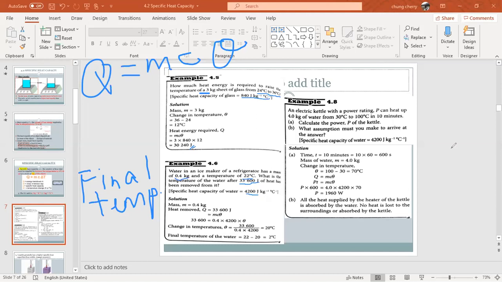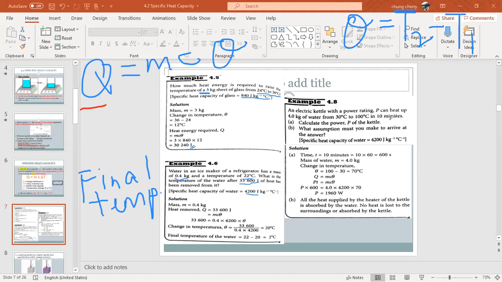Yes, it will be lesser because it releases the heat. So in short, the change in temperature is the final minus the initial. Usually we use T2 to represent the final, minus T1. From Q equals MC theta, you have the heat already.